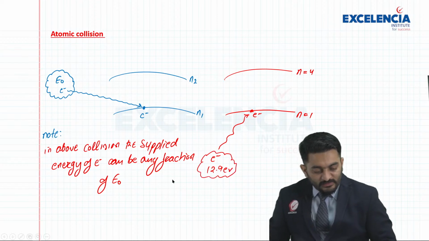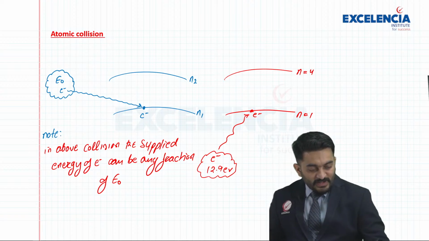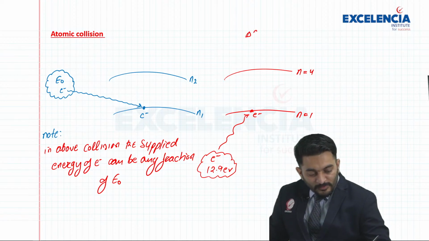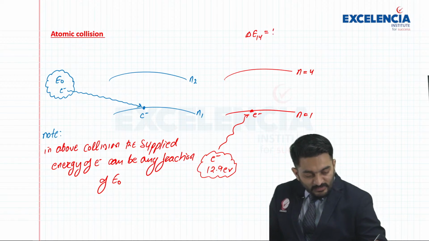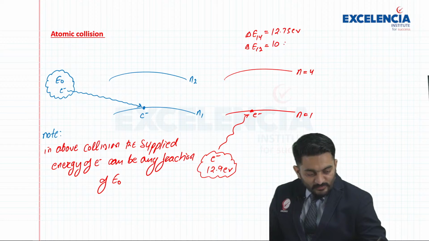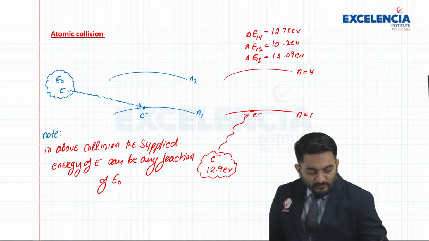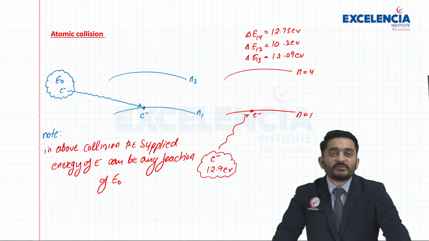Now you people know that for n equal to 4, the energy difference between 1 and 4 can be written as 12.75 electron volt. The energy difference between 1 and 2 can be written as 10.2 electron volt, and the energy difference between 1 and 3 can be written as 12.09 electron volt.